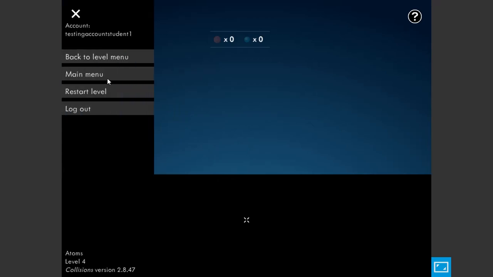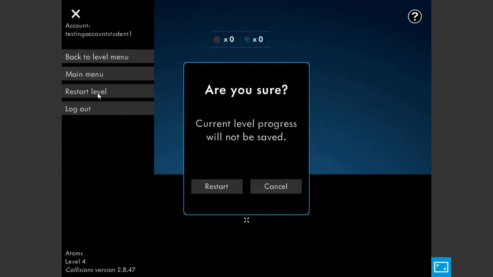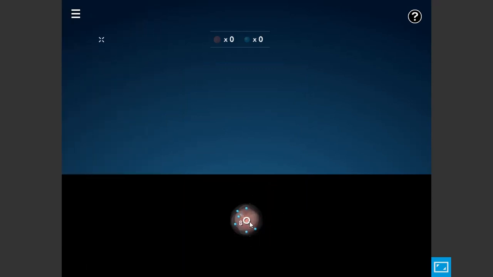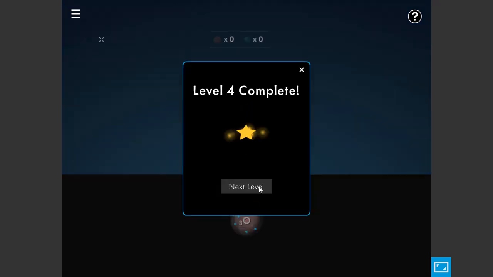In case you made a mistake, you can click restart level, and you can restart the entire level. You're not restarting the entire game. You're just restarting this level in particular. Okay? Now you drag it, and you're done.